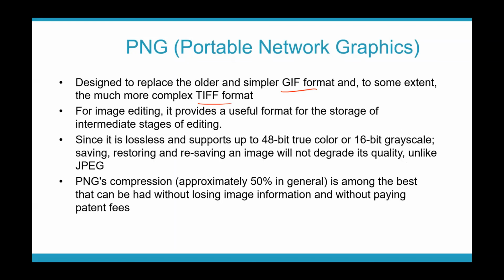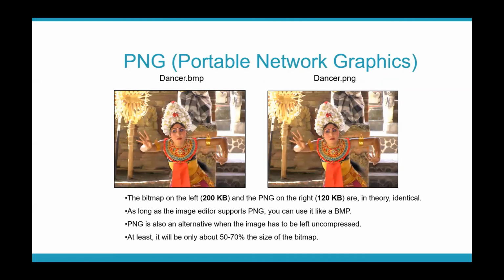So the speciality of PNG is that it loses very little image information when you apply compression, in comparison to GIF and BMP also. You can see here two images: this one is stored in BMP format and this one is stored in PNG format. The bitmap on the left side is 200 KB, whereas this one is 120 KB, right? You cannot make out much difference between this image and this image.